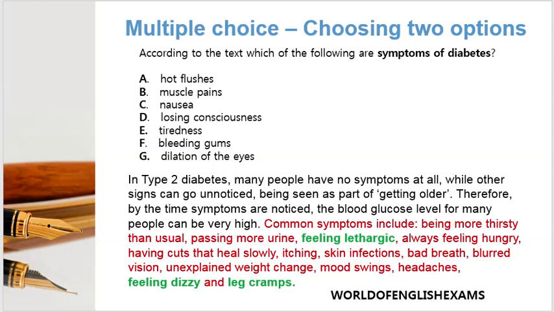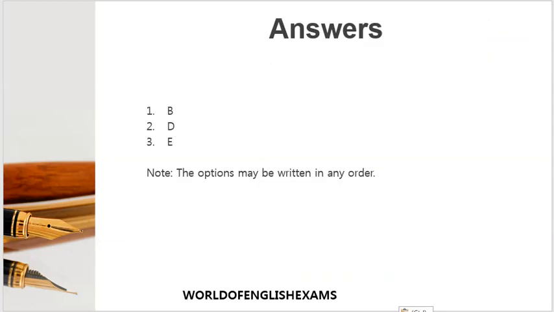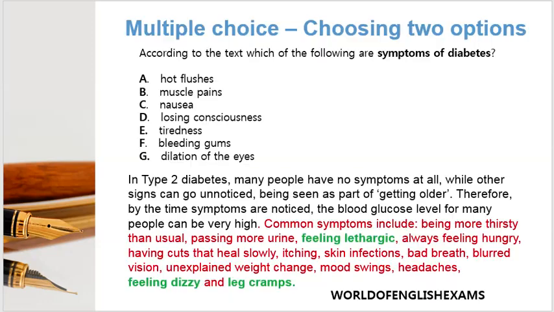As you can see, the options don't follow the same order as mentioned in the question. Now the next one, feeling dizzy. Dizzy is nothing but losing consciousness, feeling unconscious. And the last one, leg cramps. Cramp is nothing but a pain. So muscle pains. So these are the three symptoms that are identified as being symptoms of diabetes from the text. So this is how, if multiple options are given and you are asked to choose from them, you need to see how many options you need to select. So yes, the answers can also be written in any order as I have given here. So the options are B, D and E. That is muscle pains, losing consciousness and tiredness.